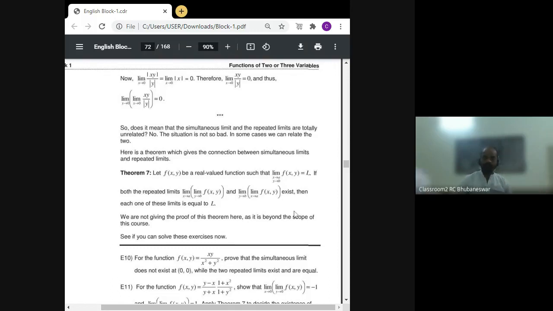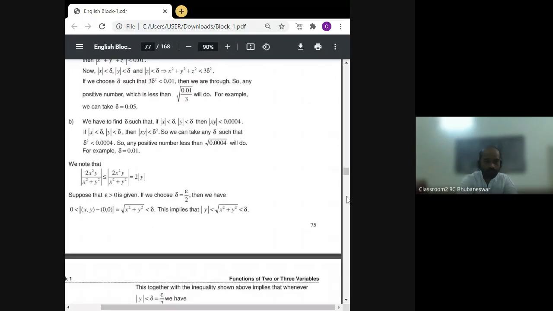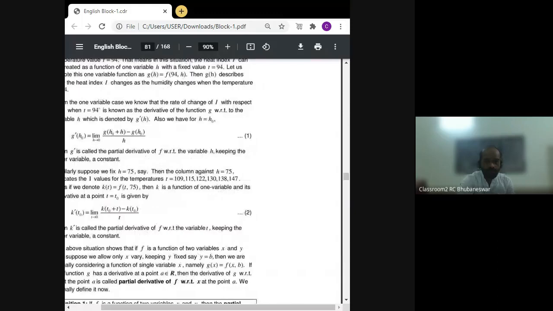So now, till now, if you have any question, then please ask me. Otherwise, we are moving towards the next part, that is all about first order partial derivatives and their definition. So let us move to the definition of first order partial derivative, which is on page number 81.